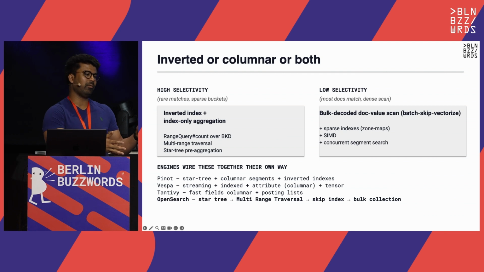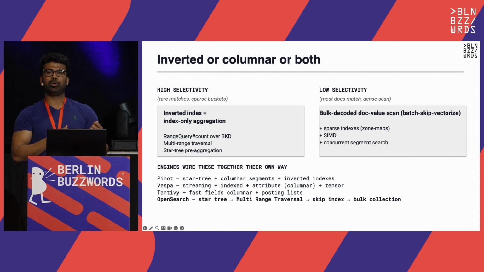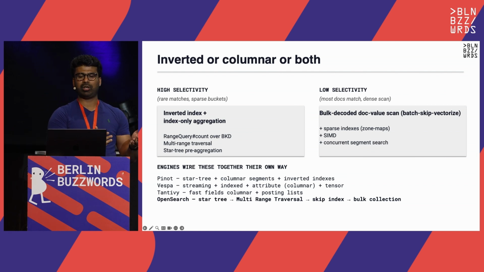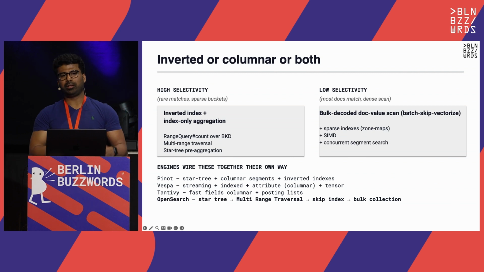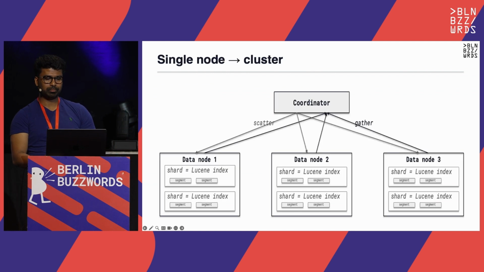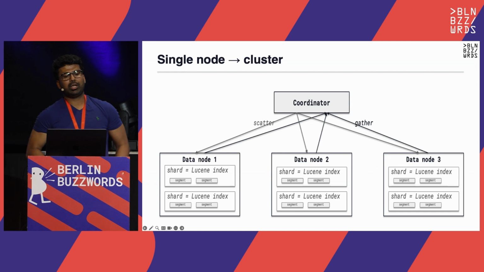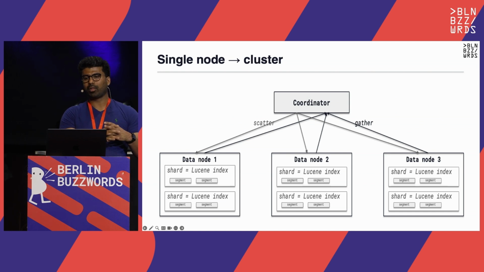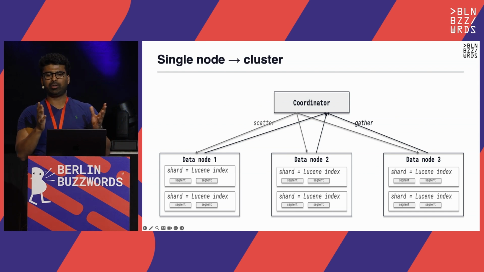So the key takeaway here is Lucene was always hybrid. The job is just keeping both the columnar and inverted paths sharp so that we are able to pick the best fit for our use case. So now we'll shift the focus from a single node to a cluster setting.